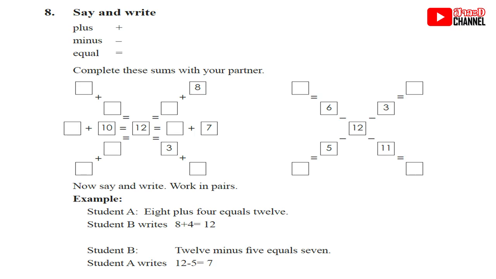Exercise 8. Say and write. Plus, minus, equal. Complete these sums with your partner. Now say and write. Work in pairs. Example. Student A says, 8 plus 4 equals 12. Student B writes 8 plus 4 equals 12. Student B says, 12 minus 5 equals 7. Student A writes 12 minus 5 equals 7.